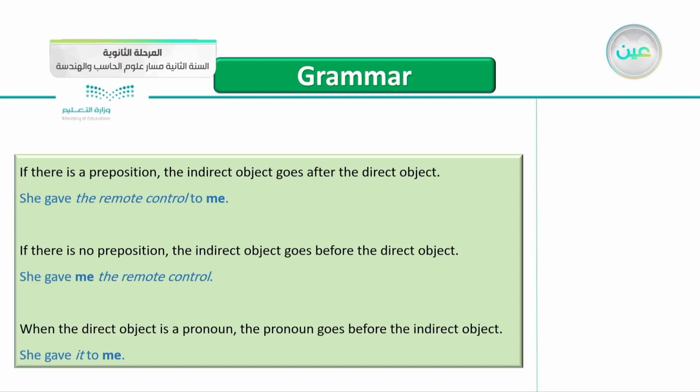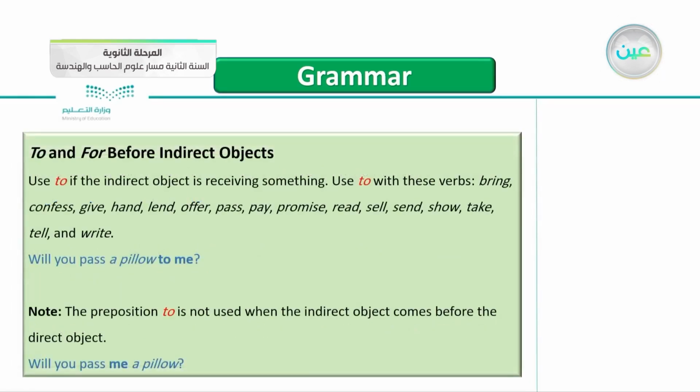She gave it to me. So it here is the direct object. It's a pronoun. It's regarding the remote control. It to me. So the pronoun goes before the indirect object, which in this sentence is me.